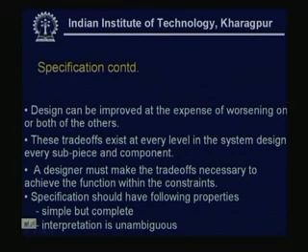So, this is one very important thing when we design a digital system: what is our specification, that means what is our requirement, which characteristics, power, cost or speed, which one I want to emphasize, what is the user's choice. Based on that, the design of the digital system can vary. So, a designer must make the trade offs necessary to achieve the function within the constraints.